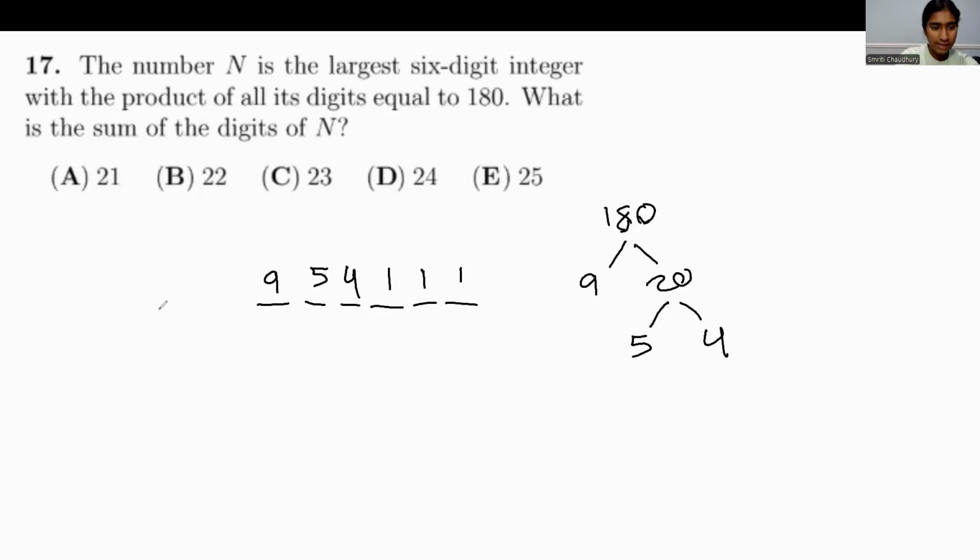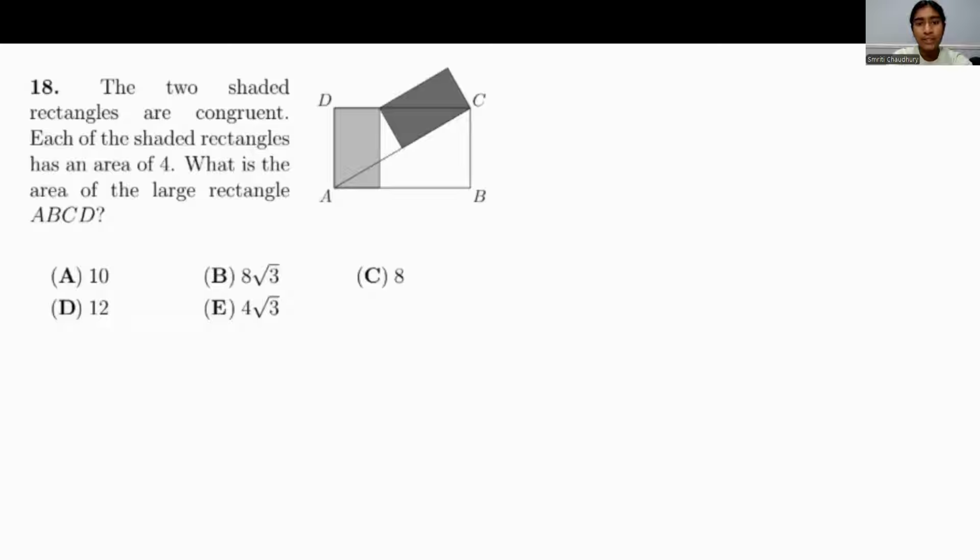So this is n. And we want to know the sum of the digits. So here we've got 9 plus 5 plus 4, which is another 9, plus 3 1s, so that's 3. So 9 plus 9, 18, plus 3, 21. So A is 21.